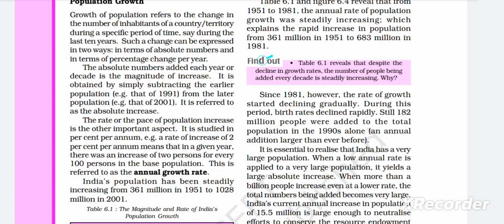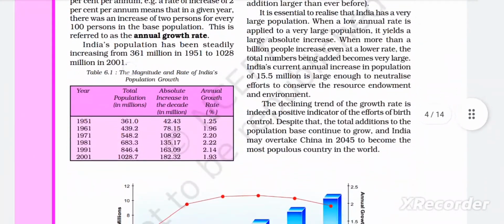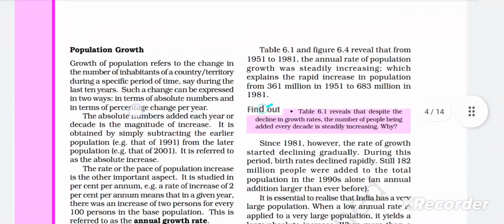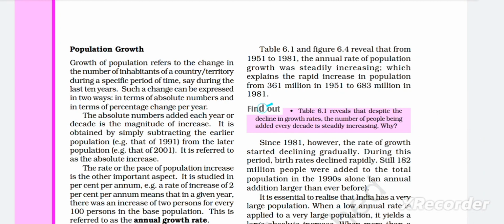India's population has been steadily increasing from 361 million in 1951 to 1028 million in 2001. The table 6.1, this one, here you can see how much it is increasing in every 10 years. Table 6.1 and figure 6.4 reveal that from 1951 to 1981, the annual rate of population growth was very high, which explains the rapid increase in population from 361 million in 1951 to 683 million in 1961.